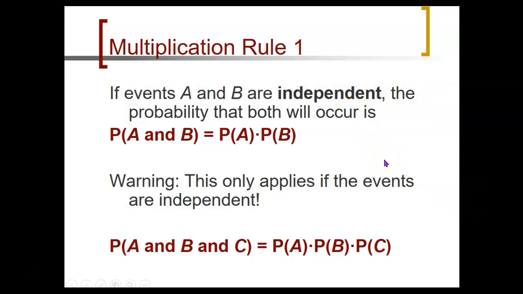So we have two separate rules. The first one is for when the events truly are independent. If they don't influence one another, if they're independent, then the probability that both of them occur, that A and B are both true, would be equal to the probability of A times the probability of B. You just multiply the individual probabilities together. And if we're talking about more than two events, we still multiply the probabilities together. So the probability of A and B and C all being true would be the probability of A being true times the probability of B times the probability of C.